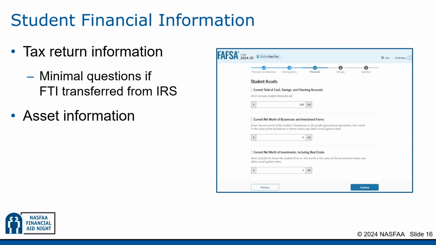Students will then come to the section of the form where they enter any financial information regarding themselves, right? So if students potentially filed taxes for 2023 for this upcoming FAFSA year, then students would enter that information here and it would be directly transferred from the IRS. Students will also be able to enter information regarding assets, so things like any savings or investments that they might have regarding their own personal financial circumstances.